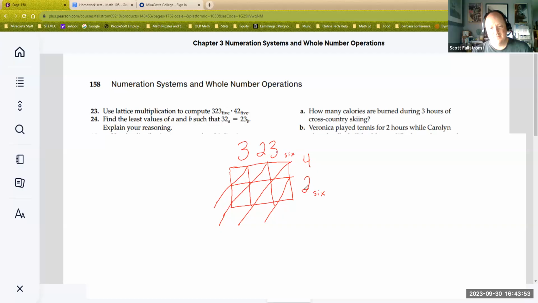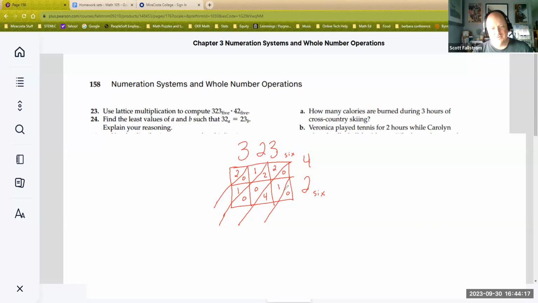Okay, so 3 times 2 is 6. That's a 1, 0. 3 times 4 is 12. That's 2 6s and nothing left over. 2 times 4 is 8, which would be a 6 and 2 left over. 6, 7, 8. 2 times 2 is 4, so it doesn't have any regroupings. 3 times 2 is 6, so that's a 1, 0. And 3 times 4, once again, is 2, 0.